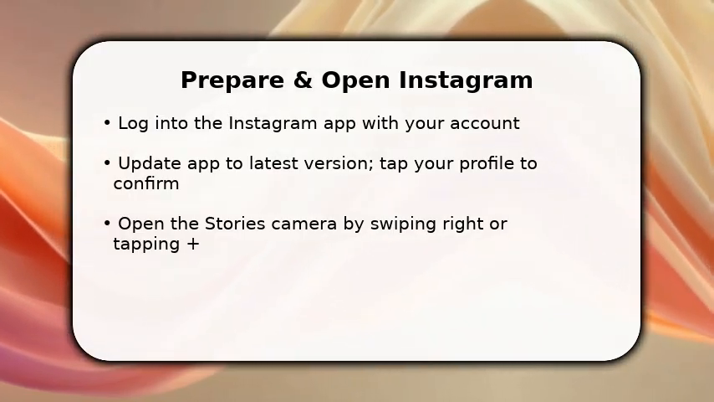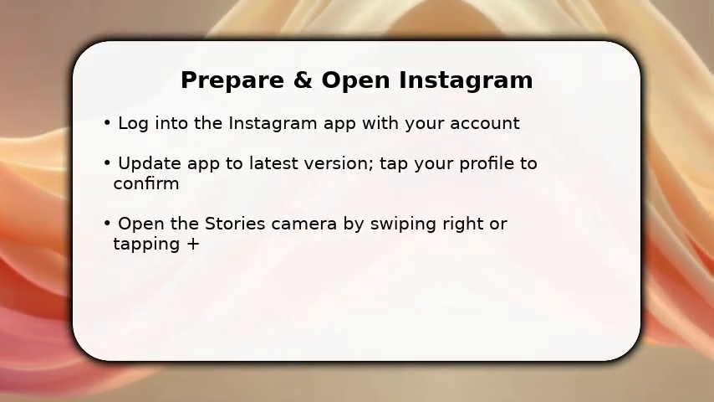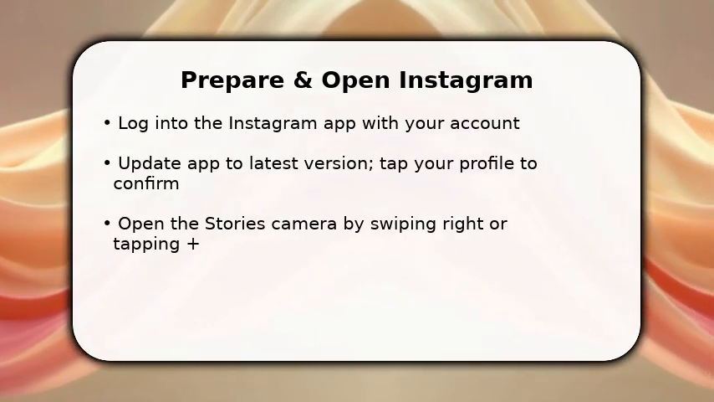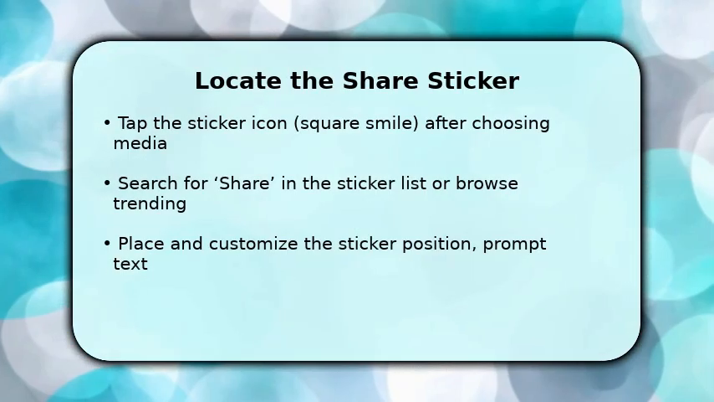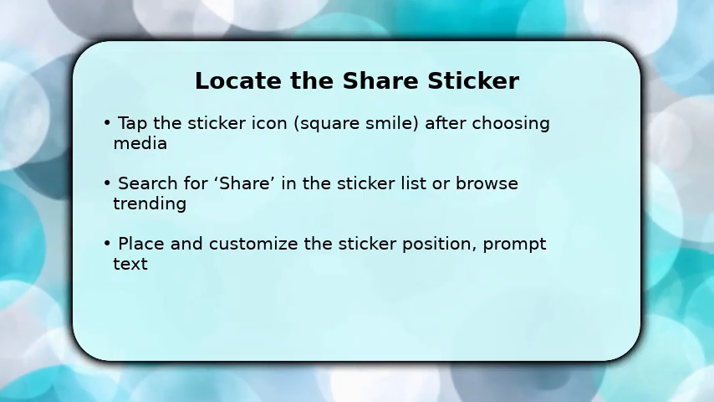You're executing the first actionable steps. Get to the Story Composer, enable camera or upload a photo, and prepare to add stickers and text. With your story media chosen, tap the sticker icon near the top. That opens Instagram's sticker tray.